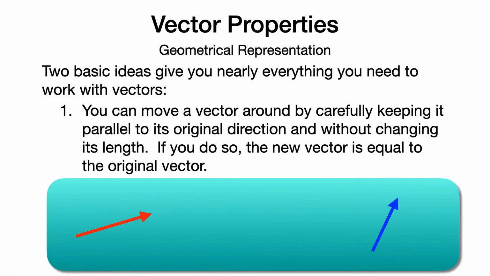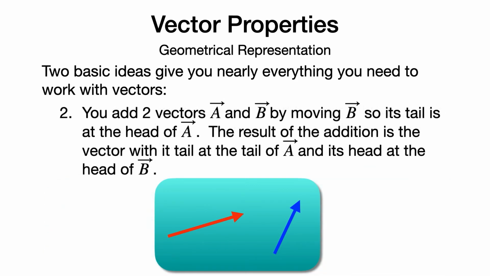There are 2 basic ideas that give you nearly everything you need to know to work with vectors. First of all, you can move a vector around by carefully keeping it parallel to its original direction and without changing its length. If you do this, then the new vector is equal to the original vector. Second, you add 2 vectors, say vector A and vector B, by moving B so its tail is at the head of A. The result of the addition is the vector with its tail at the tail of A and its head at the head of B. And this gives you the vector A plus B.